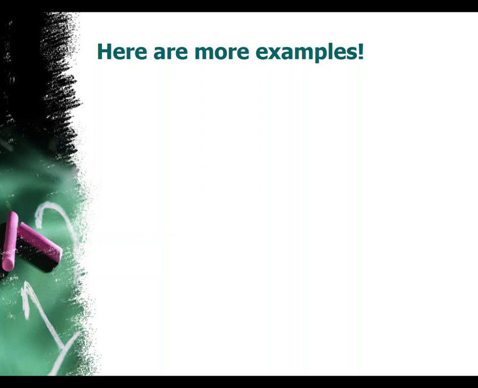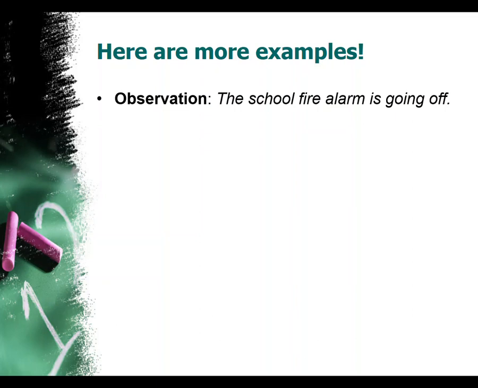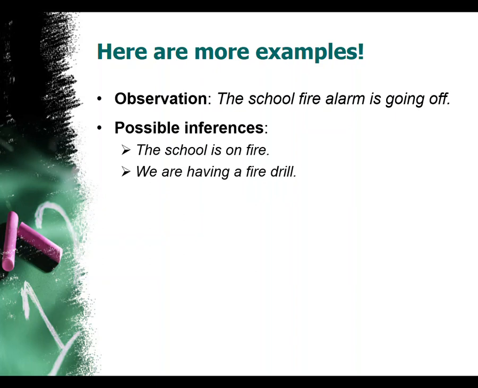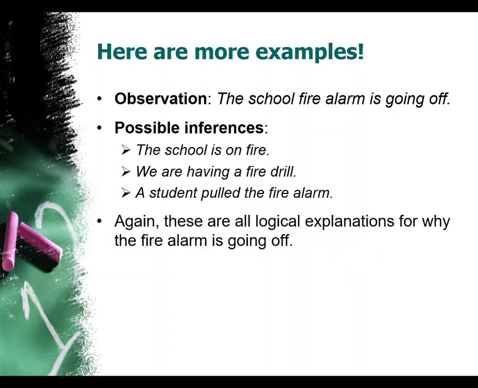So let's look at another example. An observation: the school's fire alarm is going off. Possible inferences from that would be, well, the school could be on fire, or we are having a fire drill, or somebody pulled the fire alarm. Again, all of these are logical explanations for why the fire alarm is going off, and that would be inferring why it is. Maybe you don't see the fire, or you don't see somebody pull the alarm, or you don't know that it's a drill, but you are inferring based on prior knowledge that when the alarm goes off, there are various reasons why it would be going off.